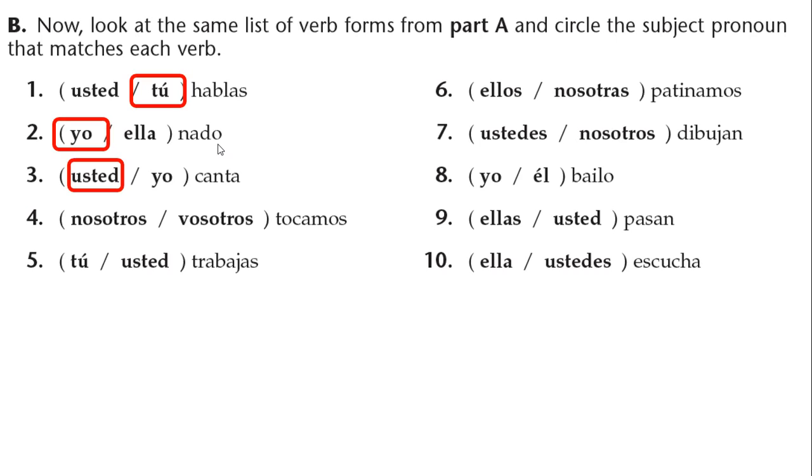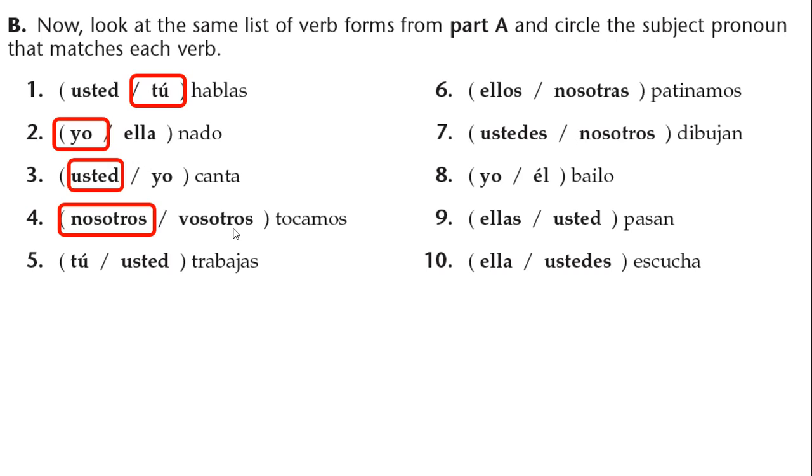Canta would be usted. Tocamos is nosotros. Some of you may be looking at this word here and realizing, wait, we've never talked about that. This is vosotros. This is that form that is used in Spain only that we are not going to worry about because you will never have to use that. The likelihood of you going to Spain and being in a situation where you actually need vosotros is pretty much non-existent. And you would use ustedes instead, and you would just sound like you're polite anyway.